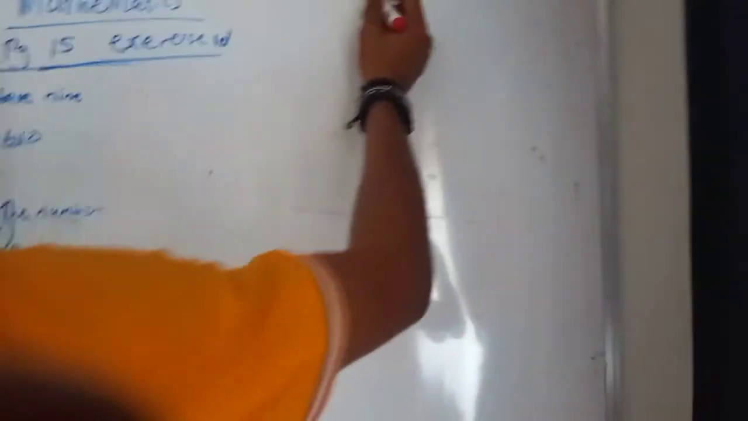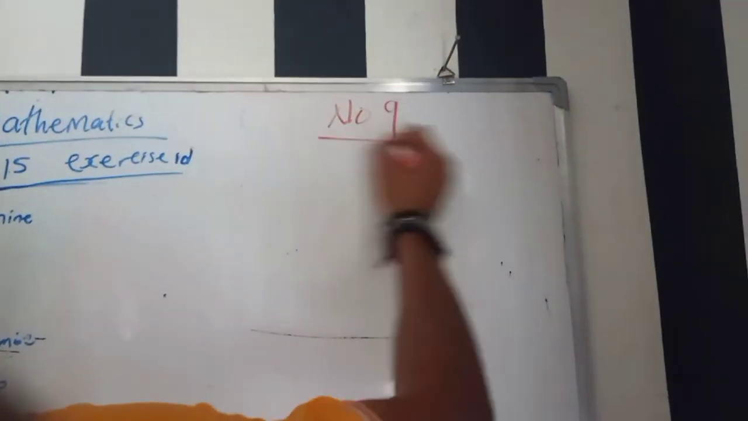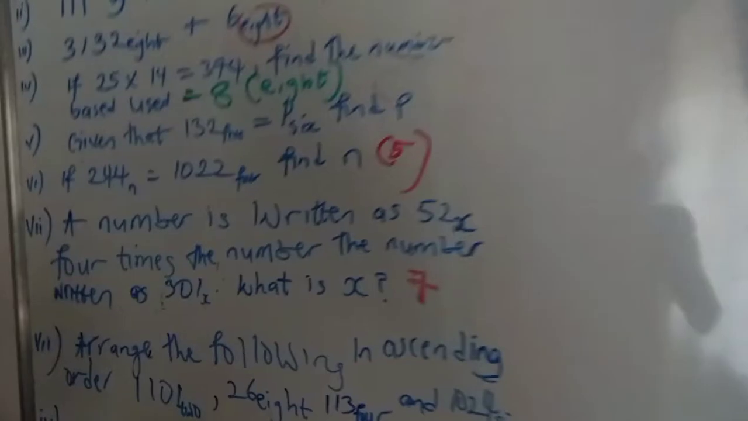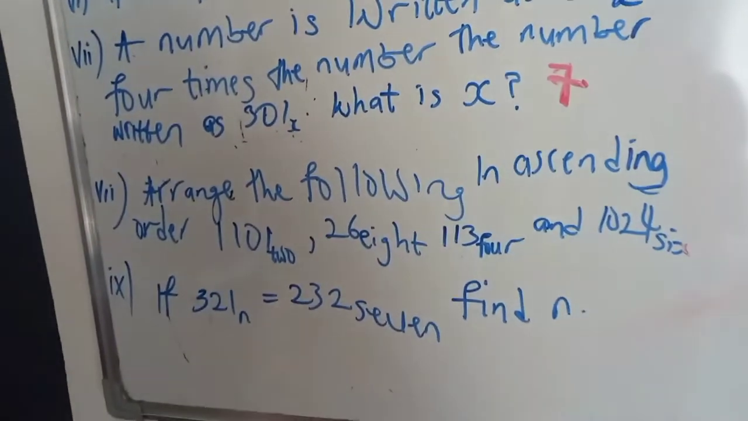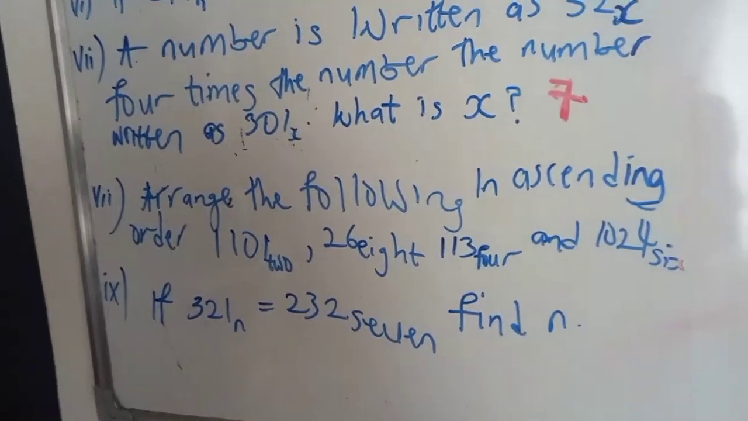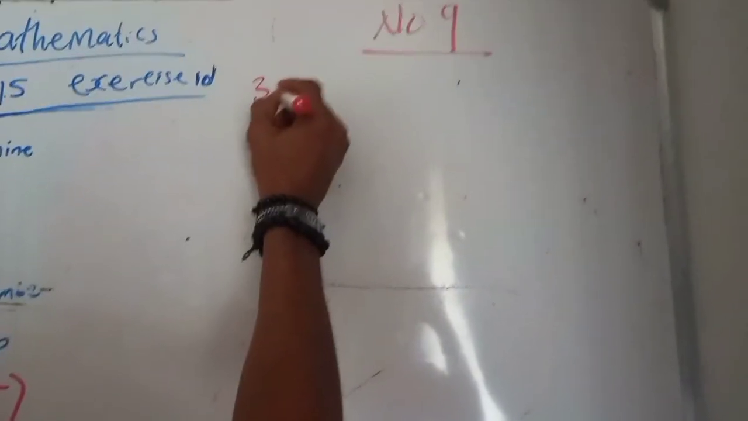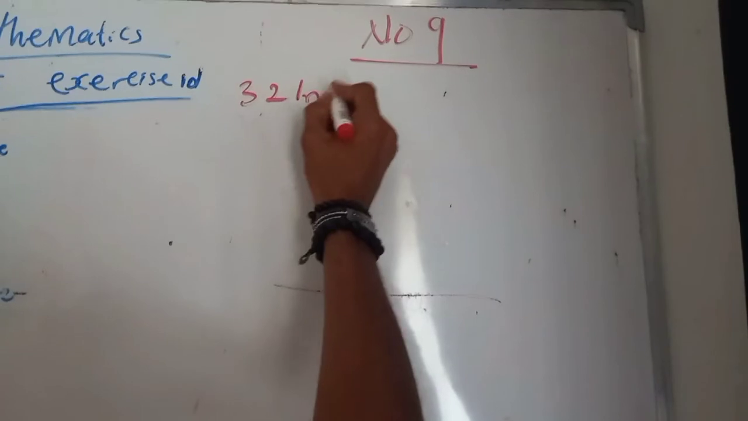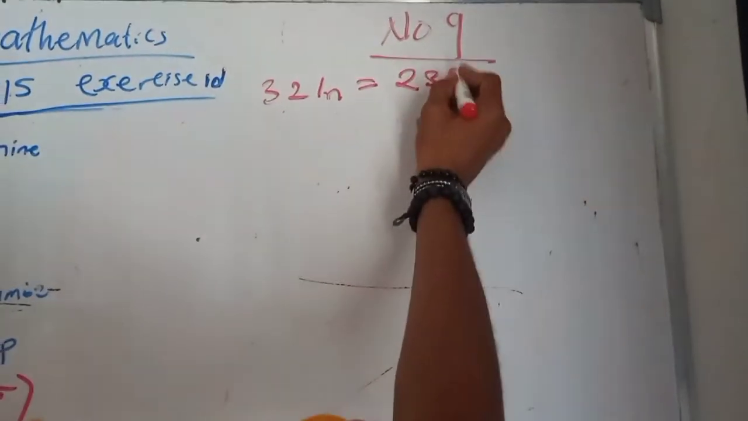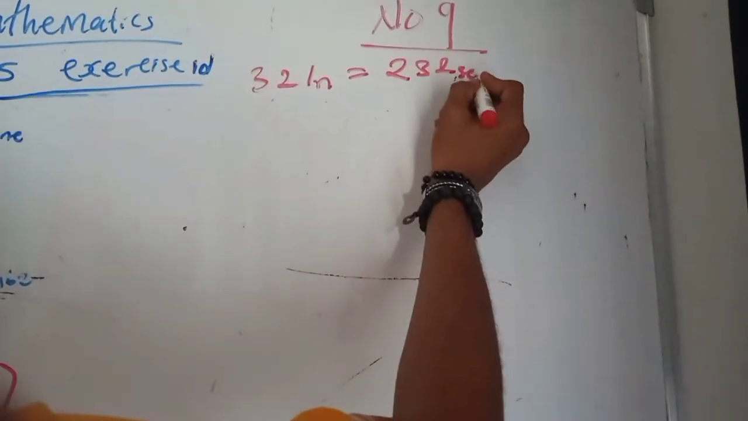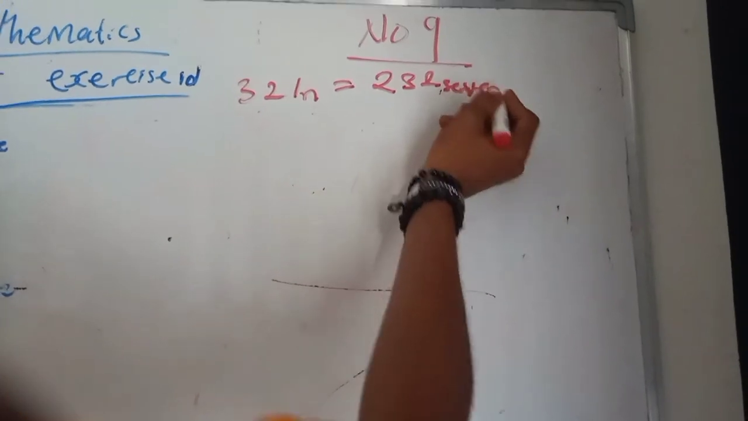We go to number 9 question, and this is the number 9 question here. If 321 base n equals 232 base 7, find n. So we have to find n. Let's go now. So 321 base n equals 232 base 7. Find n. So what do you do?